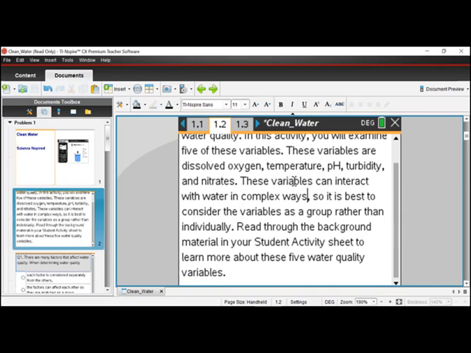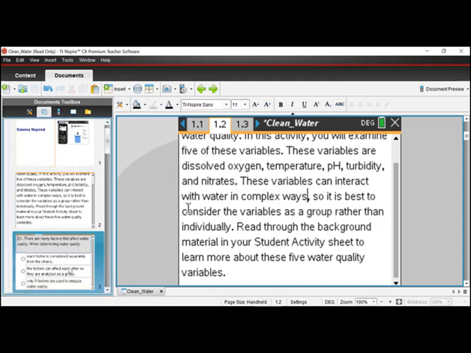And these variables can interact with the water in complex ways, so it's best to consider the variables as a group rather than an individual parameter. So we're going to look at all of these together since they all affect one another. And so it's a little different than a typical lab where we're only looking at one variable at a time. We're going to compare samples of water based on the measurements of these 5 variables within each sample. Okay. All right. Next page.